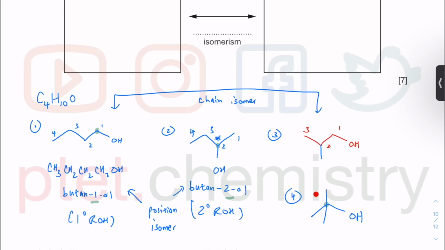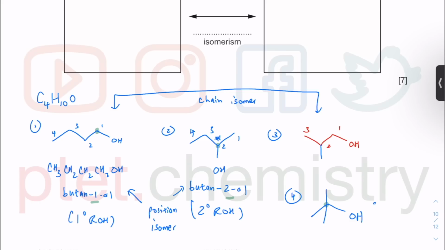So there are 4 carbons, 3 hydrogens, 3 hydrogens, 3 hydrogens. Each carbon from 4 bonds shows 1 bond to the carbon and 1, 2, 3 hydrogens. And another hydrogen there, so 10 hydrogens.